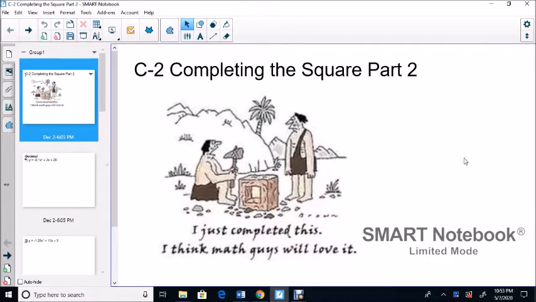We've got a couple older gentlemen here and there. I just completed this. I think math guys will love it. Just completed this project, and I know you guys just love doing this completing the square stuff. Okay, here we go.